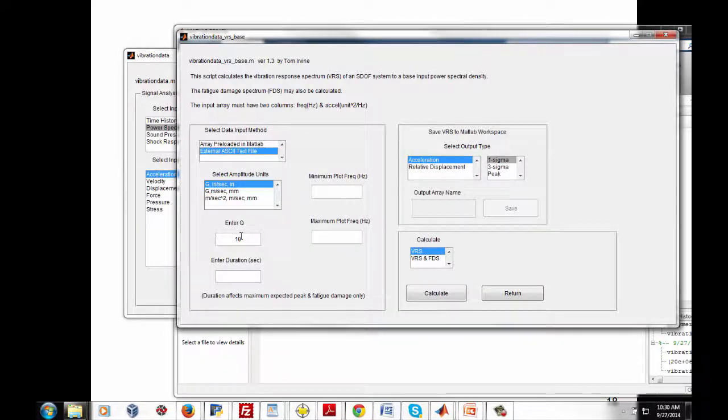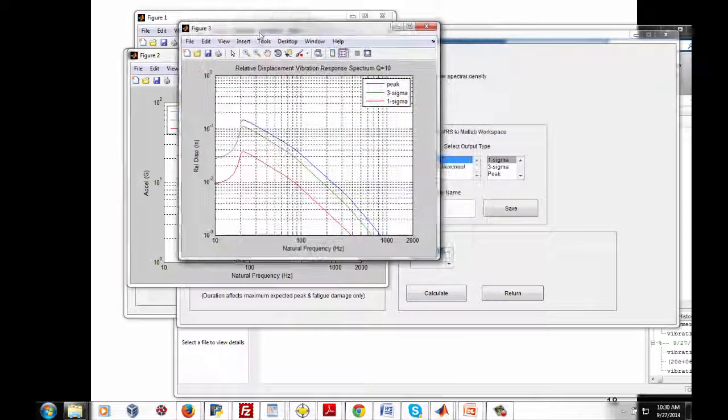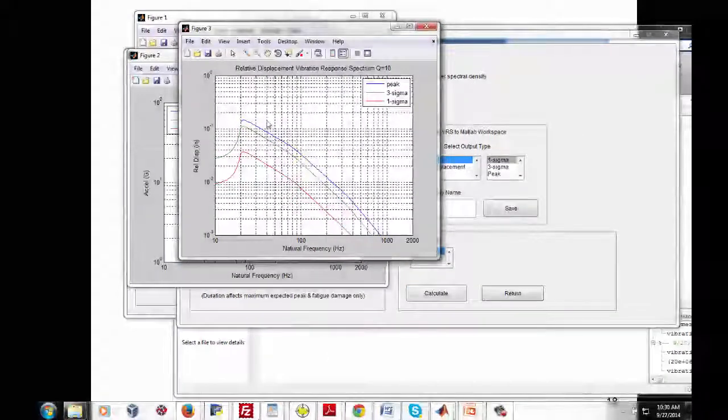We've got English units, Q is equal to 10. Duration does not affect our calculation. I'll just put in 60 seconds though. Let's plot from 10 to 2000 hertz. Calculate the VRS. Whole bunch of plots come up. Okay, this is the one we want to focus on first.